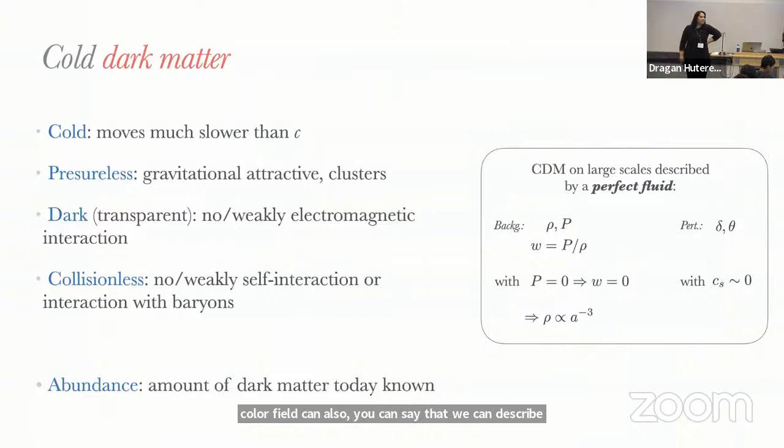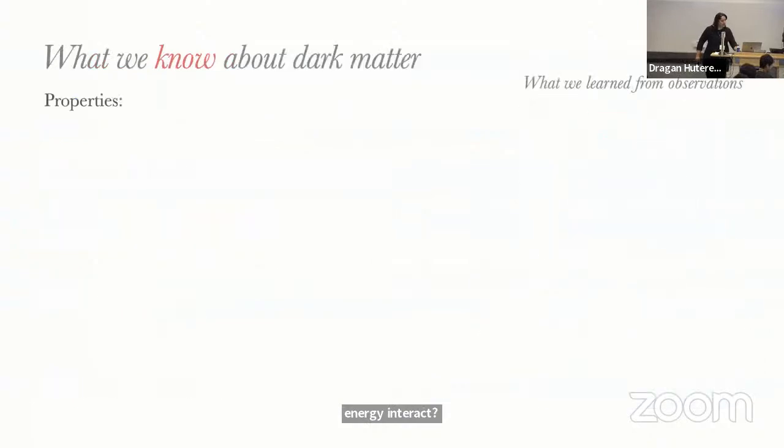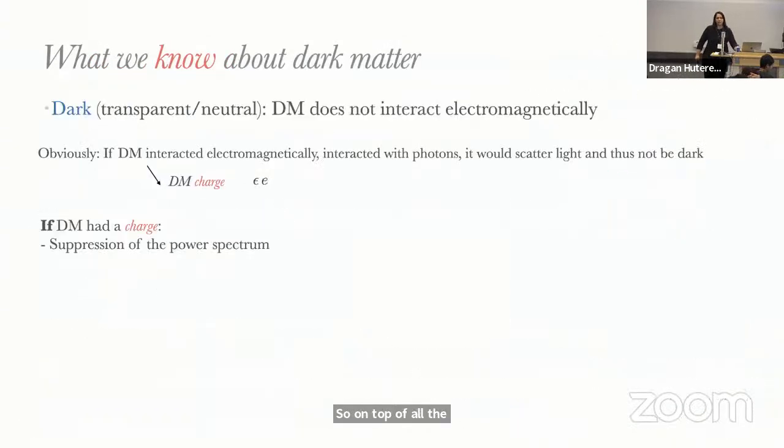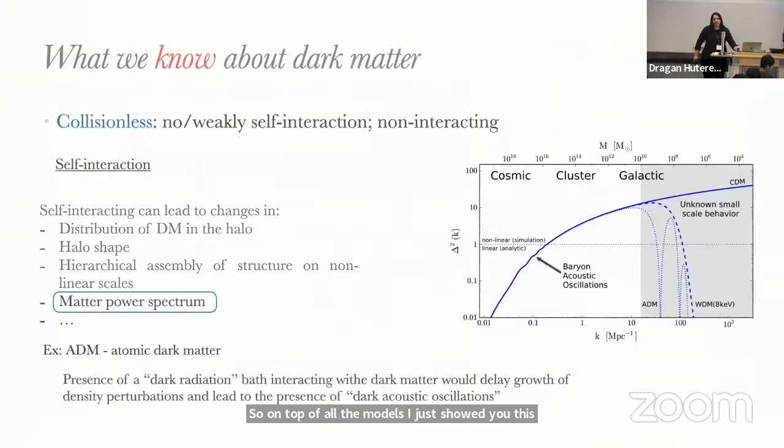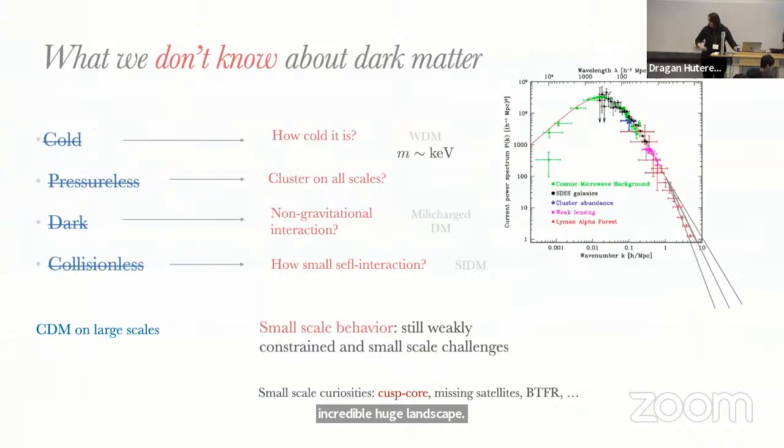Yeah. So the question was, they asked me to repeat the question. The question was, can dark matter and dark energy interact? So on top of all the models I just showed you, this incredible huge landscape, dark matter can still be something else, can interact with dark energy, and one can transform into the other.